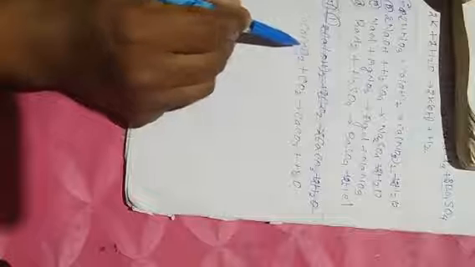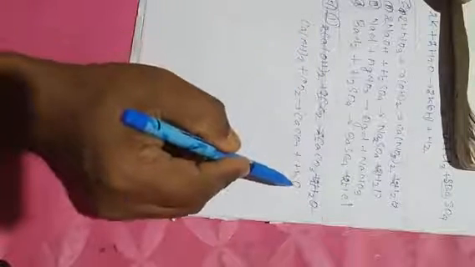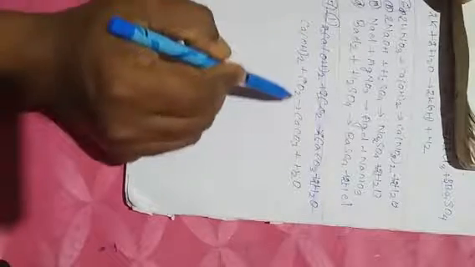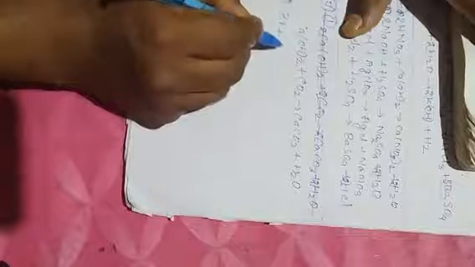Sorry, number 5 is already balanced. Here oxygen 2 plus 2, 4, and 3 plus 1, 4. Hydrogen 2, hydrogen is 2. Calcium 1, calcium 1, carbon 1, carbon 1. It is already balanced.